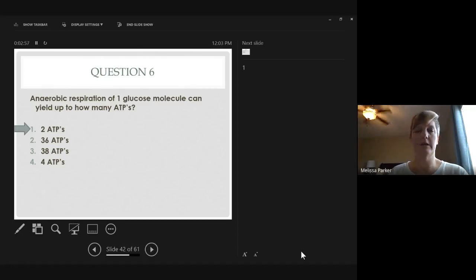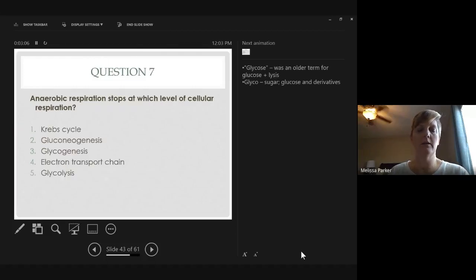So your key word here is anaerobic, which means we can only go through glycolysis and we have to stop because we don't have any oxygen. Anaerobic respiration stops at which level of cellular respiration? And I pretty much just gave you the answer to that. But there's a lot of gluco words, right? There's gluconeogenesis, glucogenesis, glucogenolysis. You're going to learn all kinds of fun stuff later with all the glyco words.